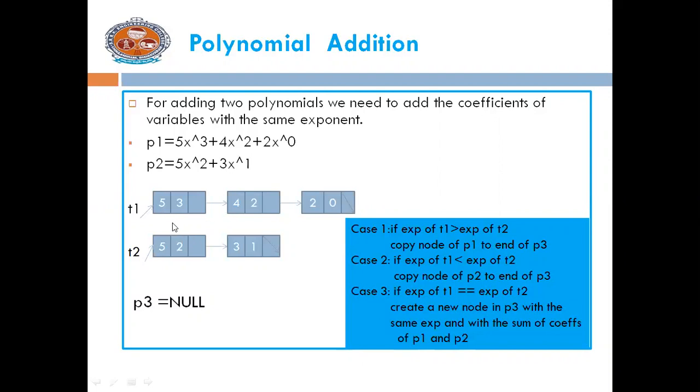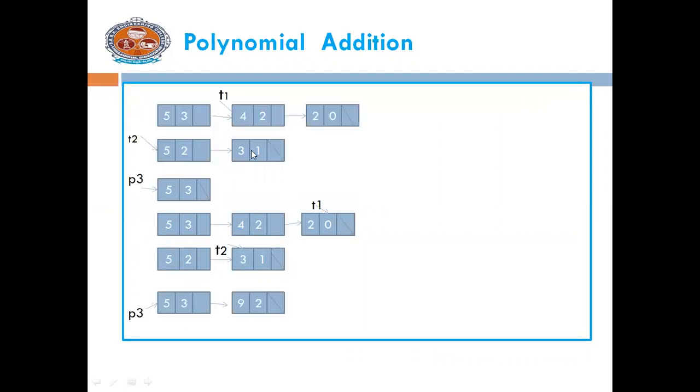Now, here T1 exponent is 3 and T2 exponent is 2. So here T1 exponent is greater than T2 exponent, then copy the node and add it to end of P3 and advance the corresponding pointer. Now T1 points to the next node. After doing this process, result will be like this. Now T1 points to second node, T2 points to first node and the resultant list holds a single node. So repeat the same steps until one of the polynomials is empty.